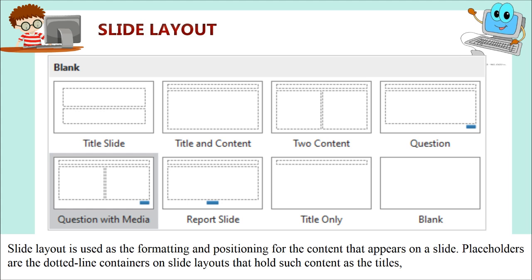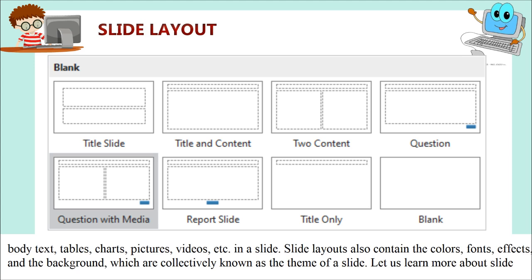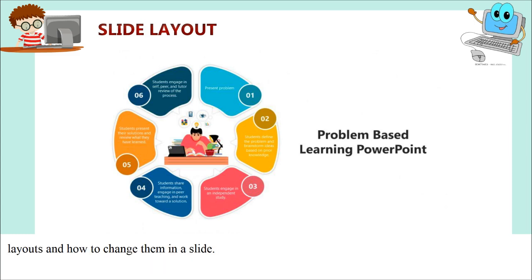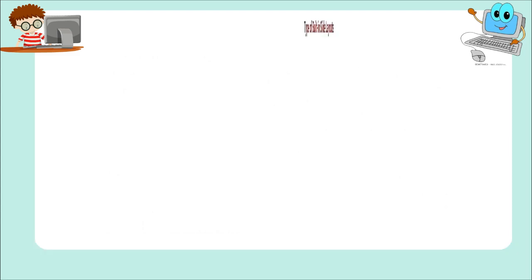Placeholders are the dotted line containers on slide layouts that hold such content as the titles, body text, tables, charts, pictures, videos, etc. in a slide. Slide layouts also contain the colors, fonts, effects, and the background, which are collectively known as the theme of a slide. Let us learn more about slide layouts and how to change them in a slide.